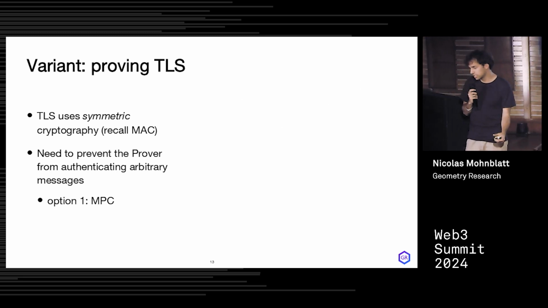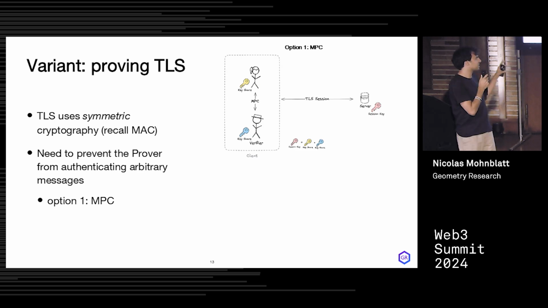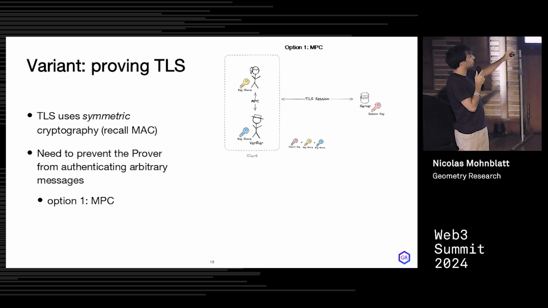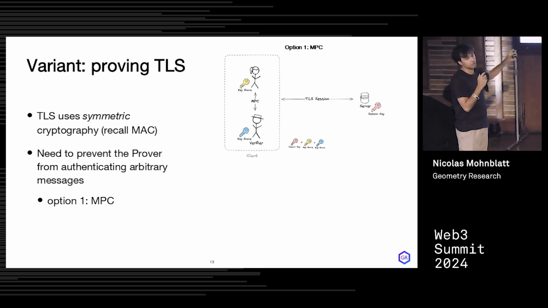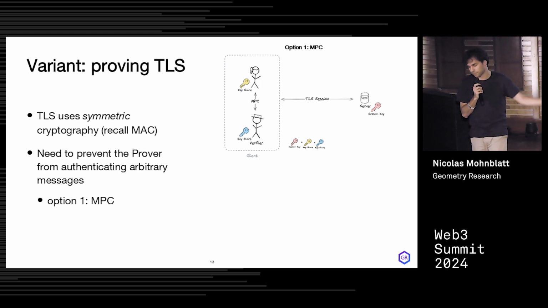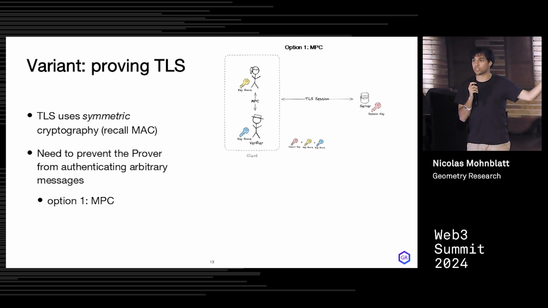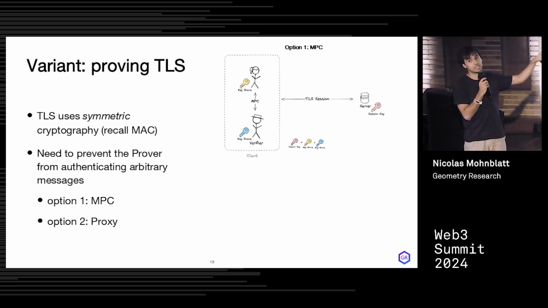So the first option is to use MPC. And if you squint a bit, this is sort of the same thing as before. We still have the server and Alice and a verifier. But now the verifier has to work actively with Alice in this sort of MPC setting. And here we have these key shares to represent this idea that Alice no longer has the session key.